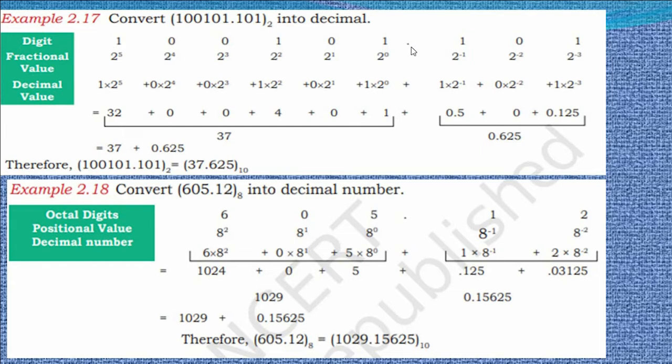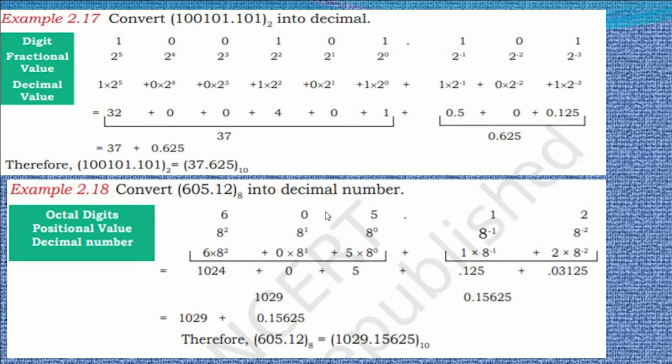But once we come after the decimal place, we don't multiply by 2 to the power 0. Instead, we start multiplying by 2 to the power negative 1 for the first number. Similarly, we move on to 2 to the power negative 2, then 2 to the power negative 3, then 2 to the power negative 4, then 2 to the power negative 5. Now, we add all these separately, the ones before the decimal place and after the decimal place. This gives us 37 before the decimal place and 0.625 after. Now we add both of these and this gives us 37.625.